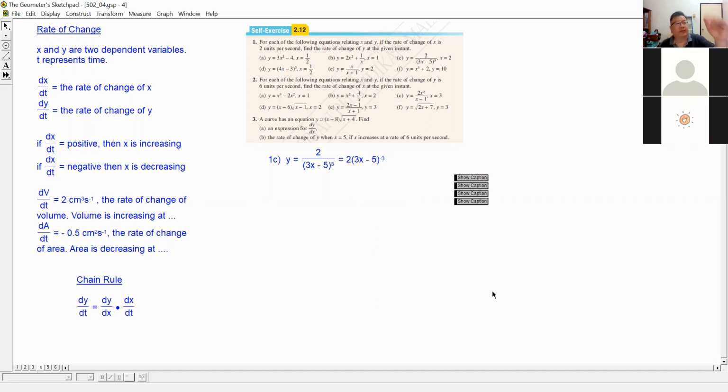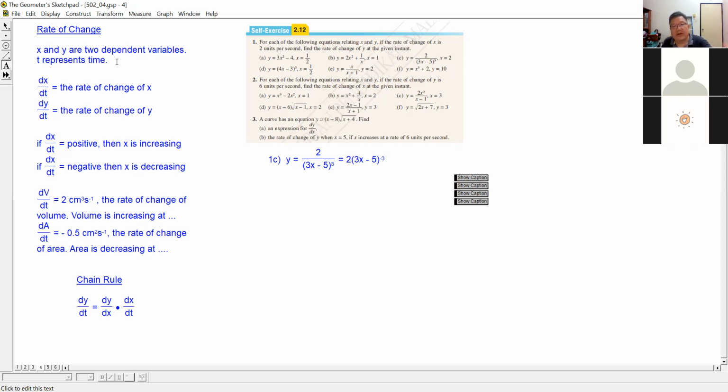We proceed here. Rate of change. Now, let's say x and y are two dependent variables, that means x depends on y, or y depends on x. Maybe one is volume, the other one is the radius of a sphere, so volume and radius are related to one another. t represents the time. In all questions involving rate of change, t is always the time. It is a standard notation. Sometimes they will tell you t represents time.